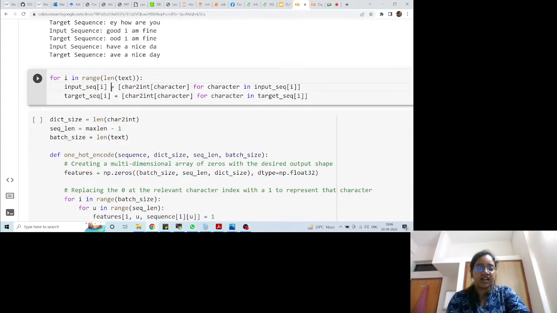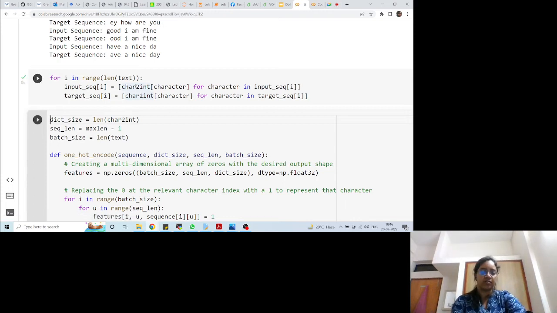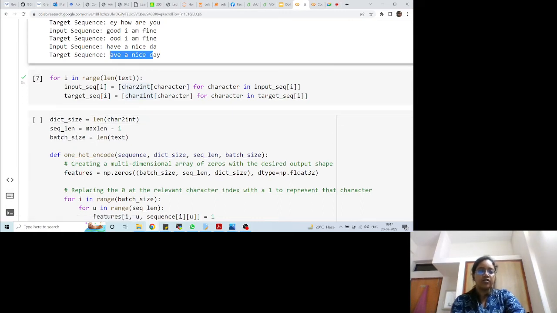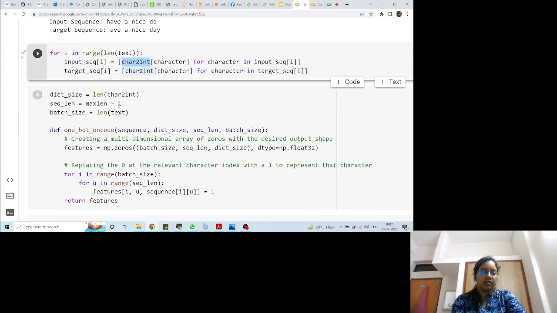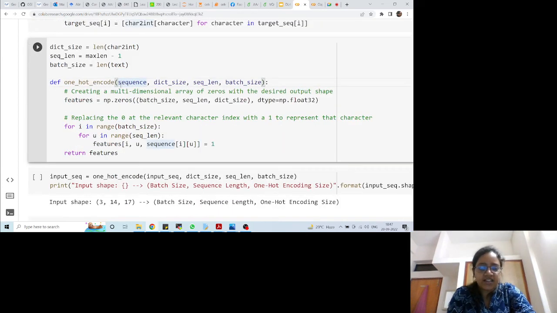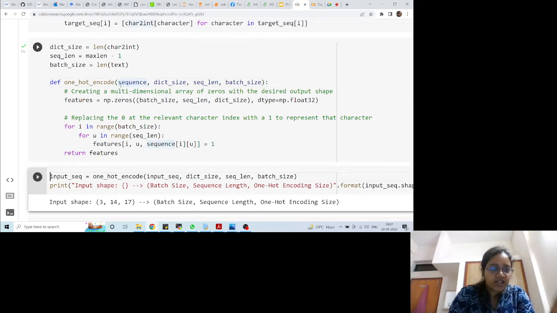So now, as I said, the computer cannot process these words, so you need to define some numbers for them. That is done using this input seq and output target seq. So basically for each character that is there here, you find out the number associated with it from this dictionary, and you append that. Now in this step there's a one hot encoder. Let's run it first.